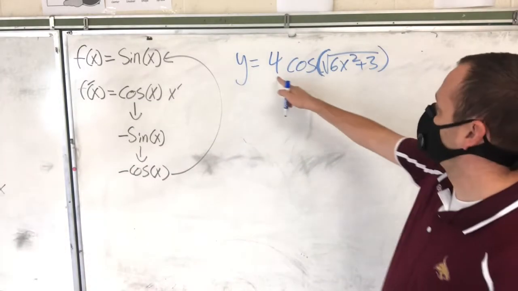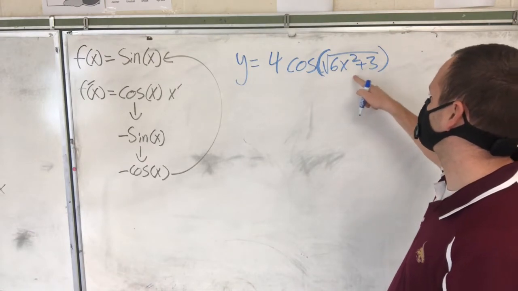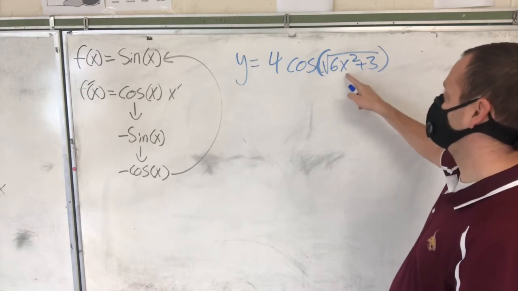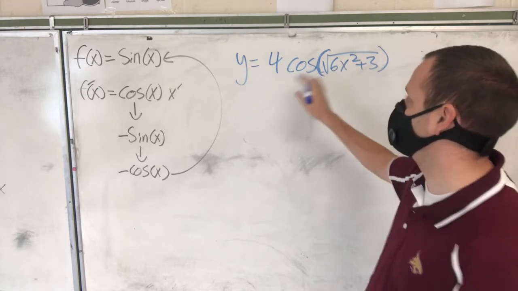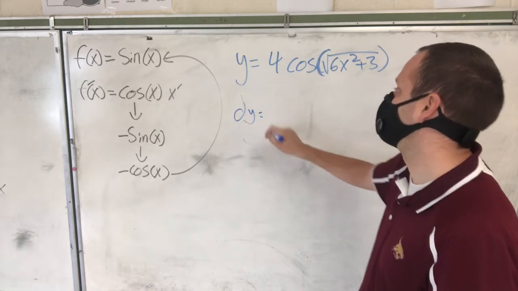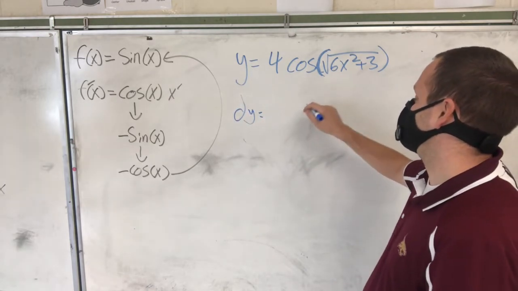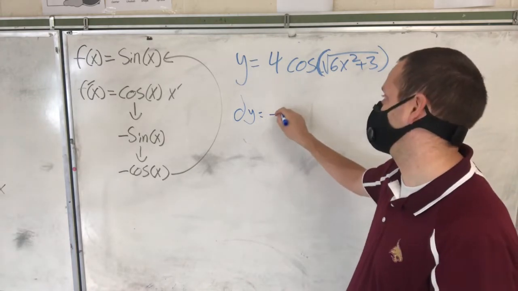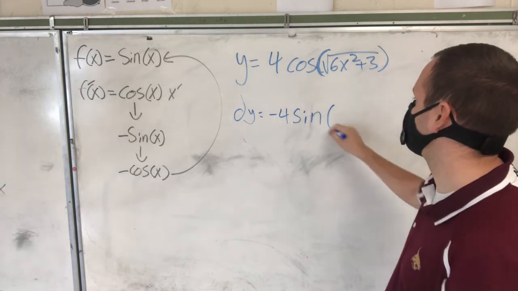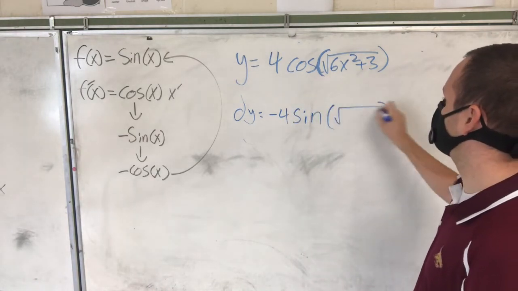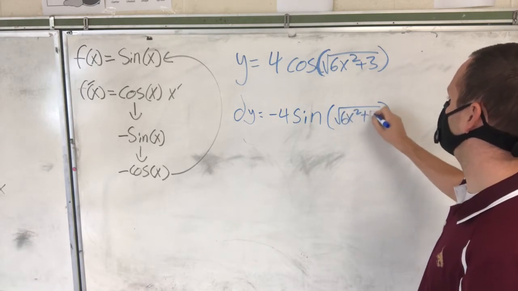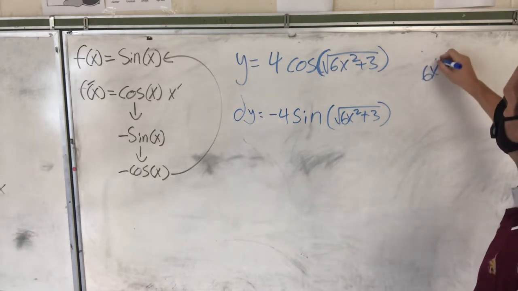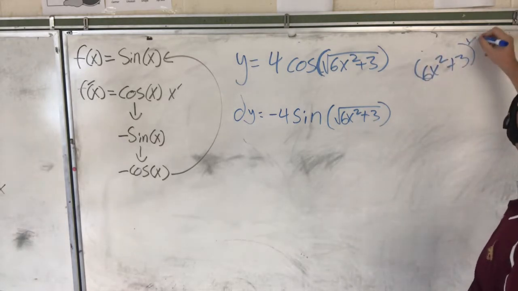So we've got 4 cosine of the square root of 6x squared plus 3. Well, let's see here. This is really going to be to the 1/2 power. So when I go through and take the derivative, and I get dy, that's going to give me, let's see here, if I take the derivative of cosine, that's going to be negative sine. So negative 4 sine of the square root of 6x squared plus 3. But what's the derivative of the square root of 6x squared plus 3? Remember, that is technically to the 1/2 power.